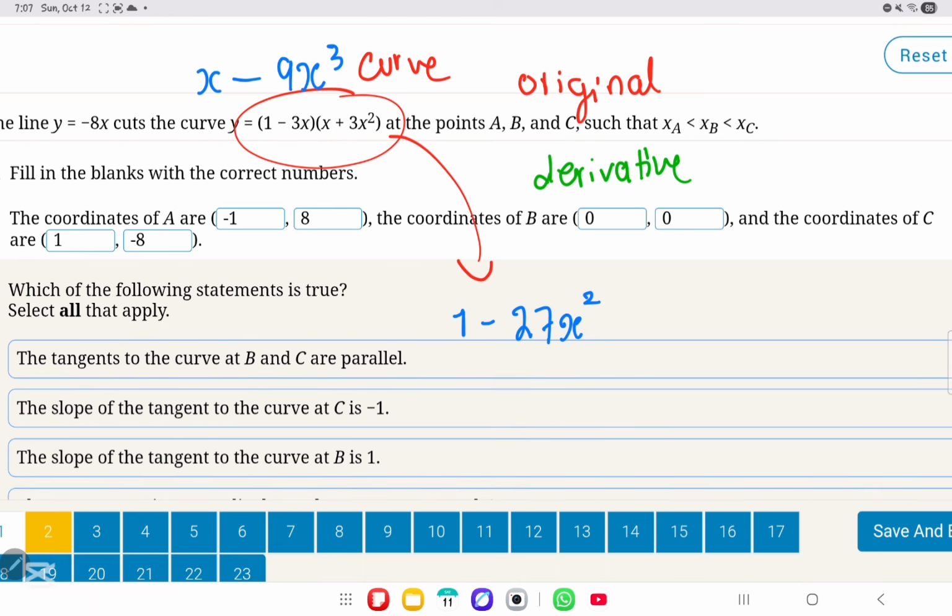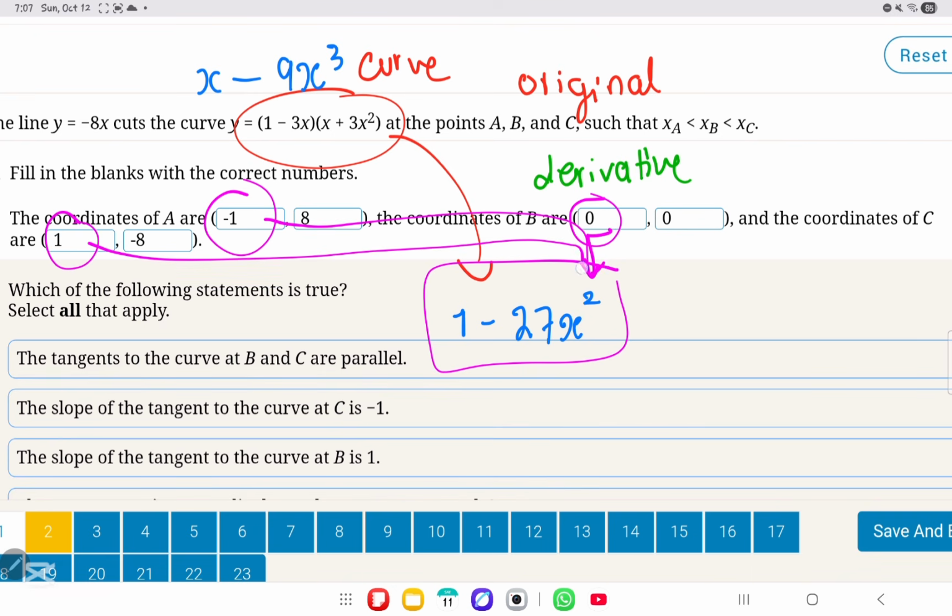That's fine. Anyways, so what do we do now? Now that we have the value of the derivative and we have the three x's, they are minus 1, 0, and 1. We can substitute them in the x over here and we will get the slope for each one. So let us see slope at each of the following. So let's do a slope at minus 1, slope at 1, and a slope at 0, and let's see what we will get. So it's gonna be 1 minus 27 times minus 1 squared.